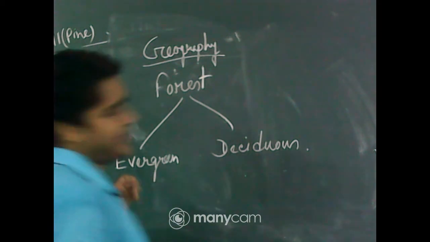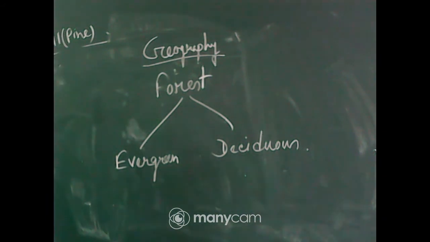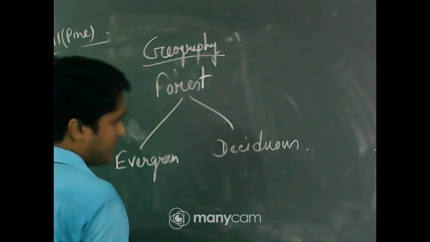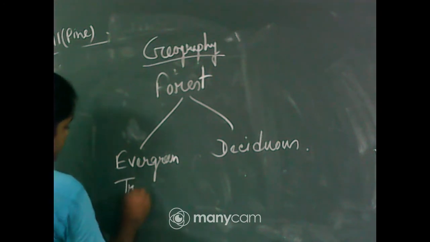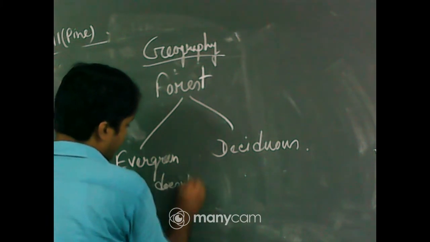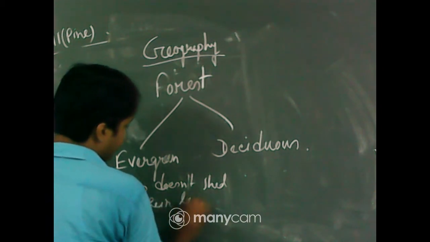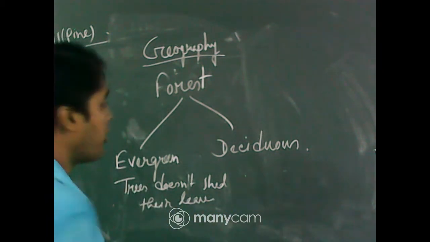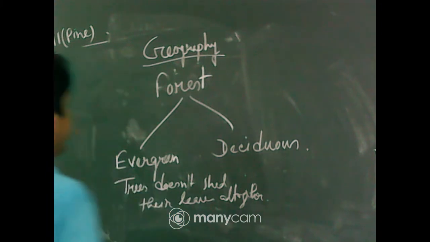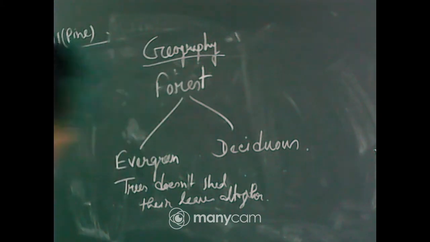So evergreen means the trees in these particular areas do not shed their leaves altogether. It is evergreen, that means throughout the year this forest appears green in color.